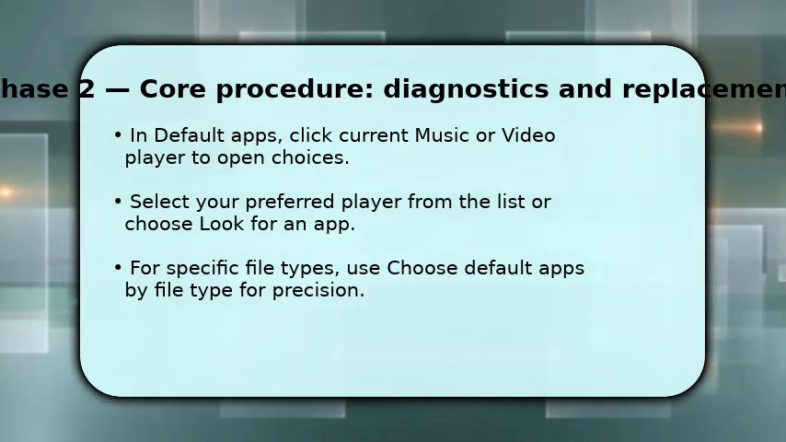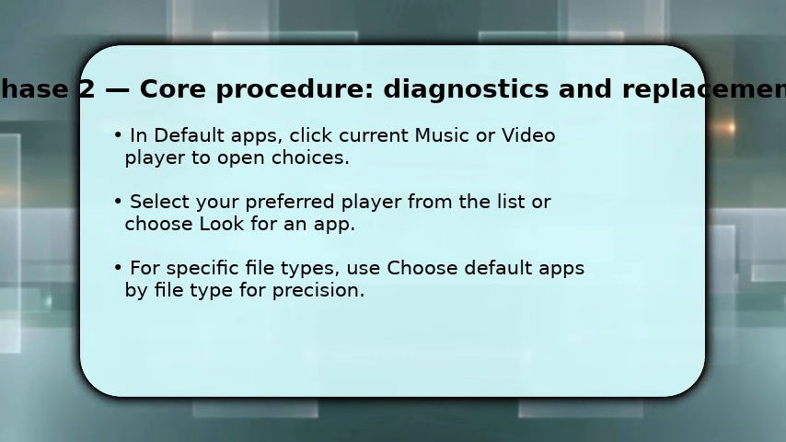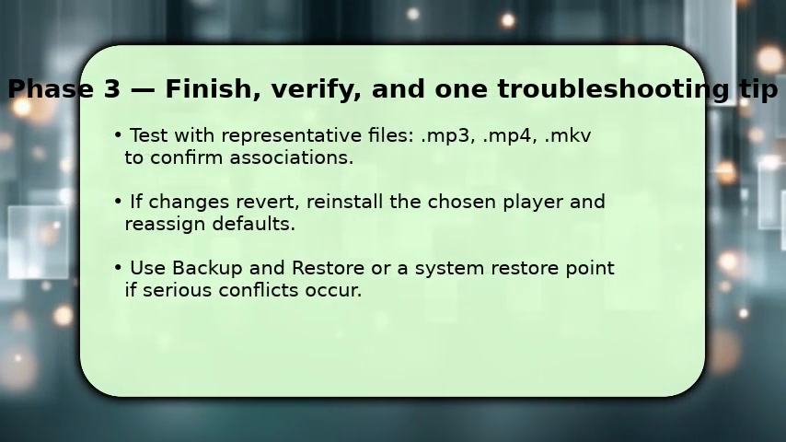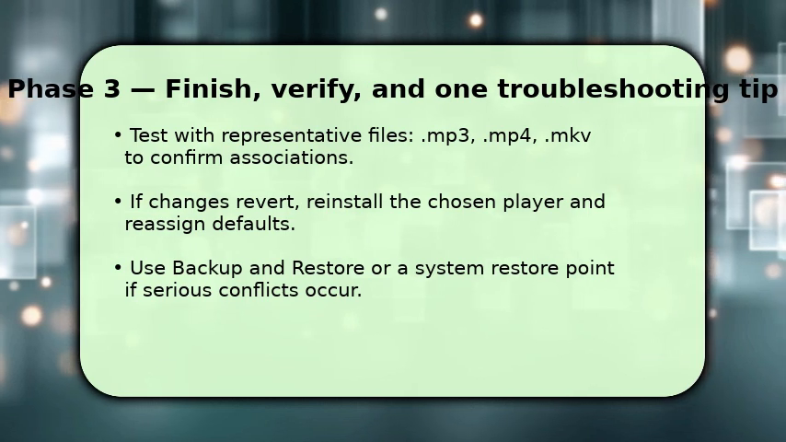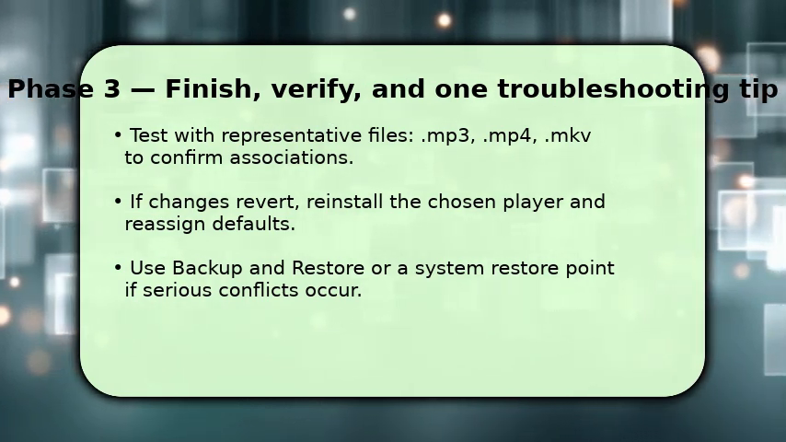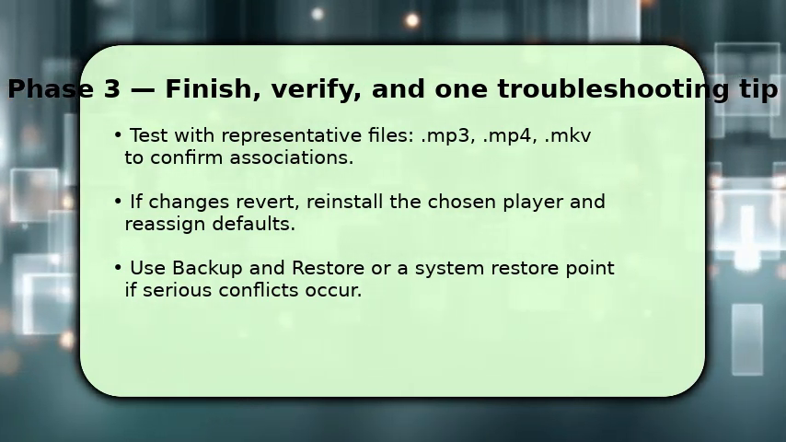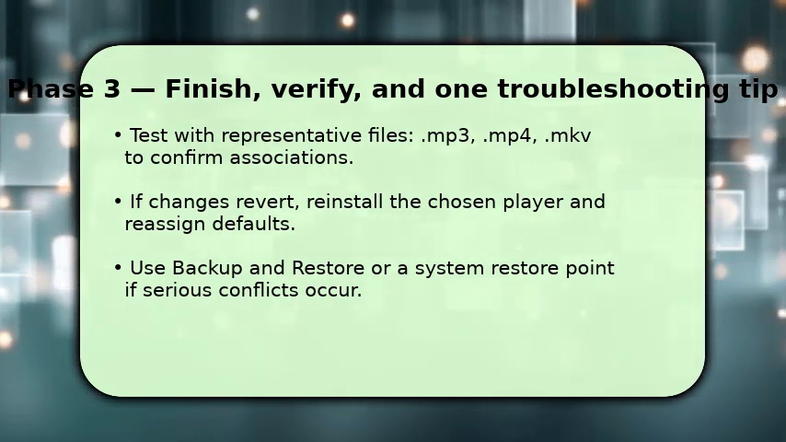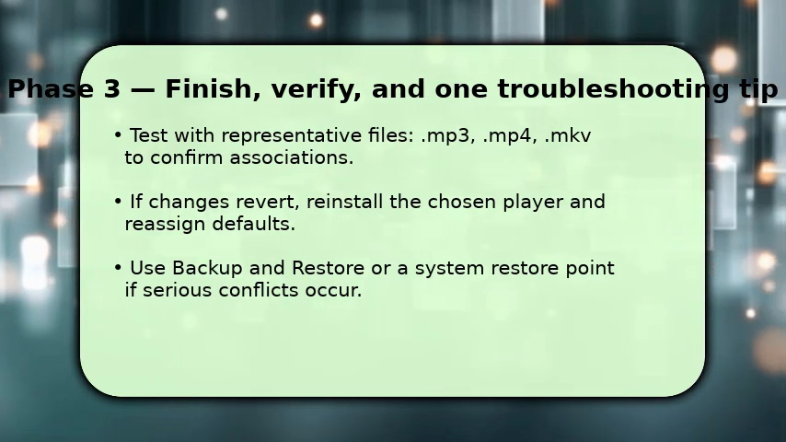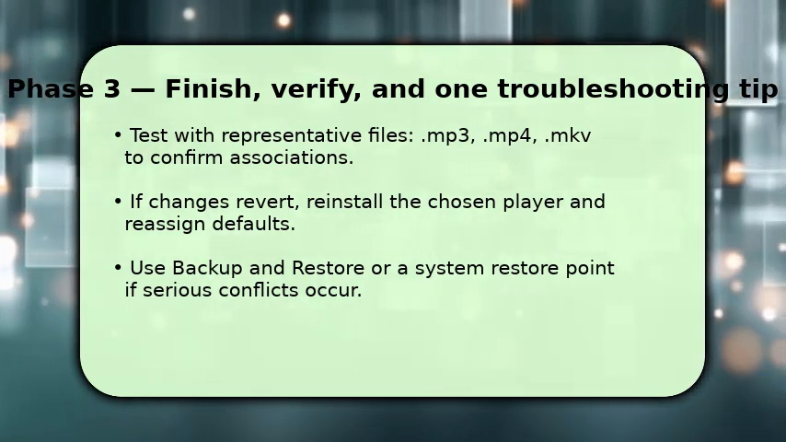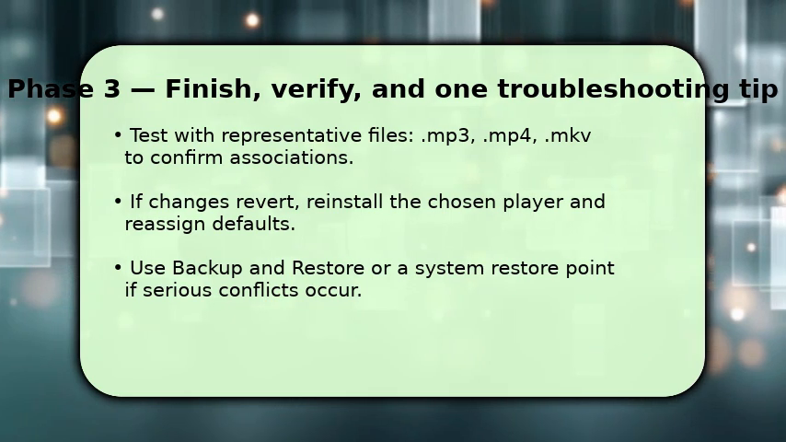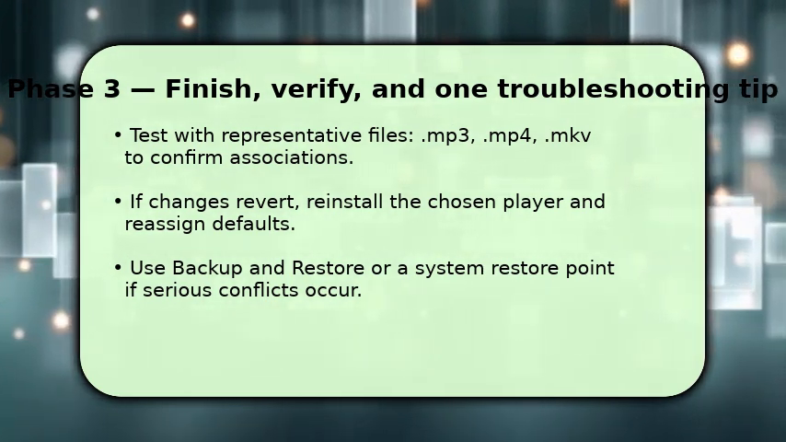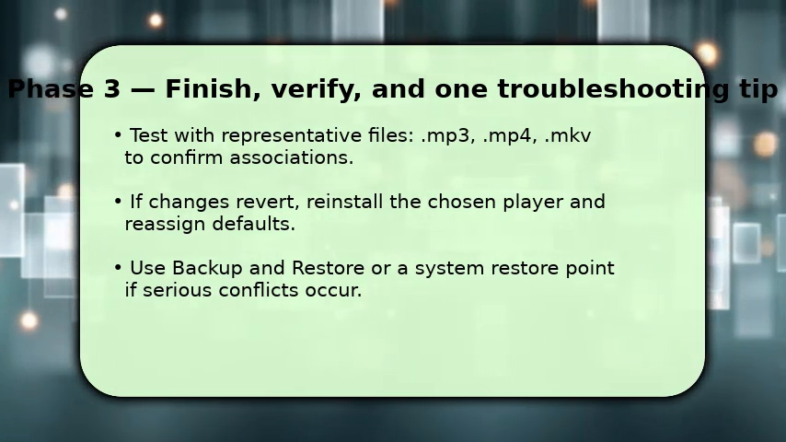Finish by testing. Open a few representative files to confirm the new associations actually launch your chosen player. If Windows reverts settings after a restart, reinstall the selected player and then reassign defaults. Some installers reset associations until reinstalled. Make sure to check for app-specific preferences that override Windows defaults. If problems persist, use a recent system restore point, or export default apps settings backup before reapplying changes.